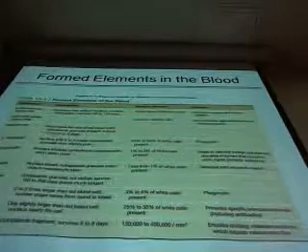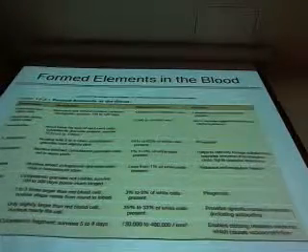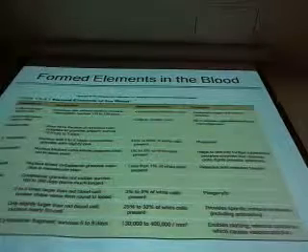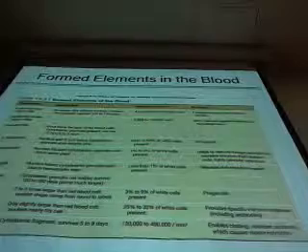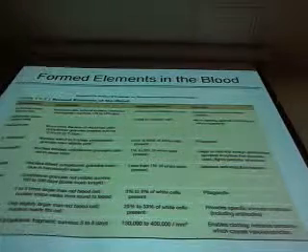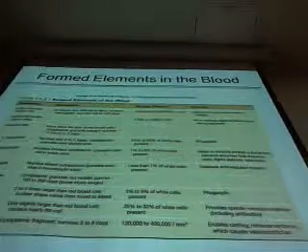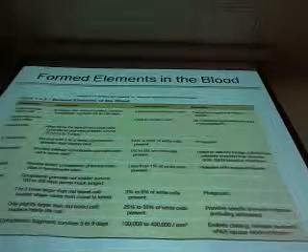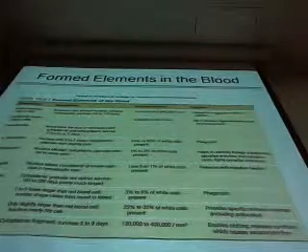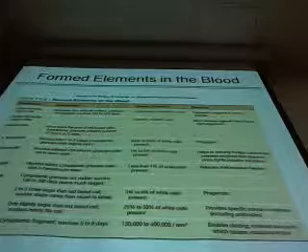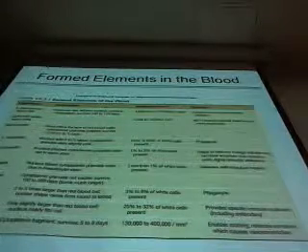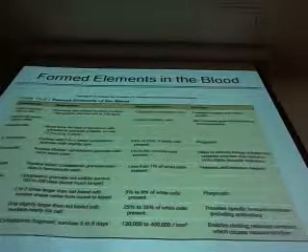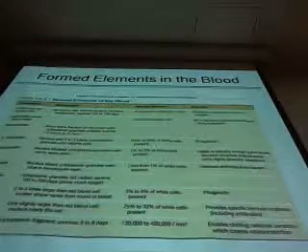Agranulocytes, no granules. Last a lot longer, 100 to 300 days. Monocytes, 2 to 3 times larger than a lymph. It's phagocytic. It goes around again. It still picks up some bacteria and some viral particles. Lymphocytes, larger than the red cells, nucleated, provides immune response.